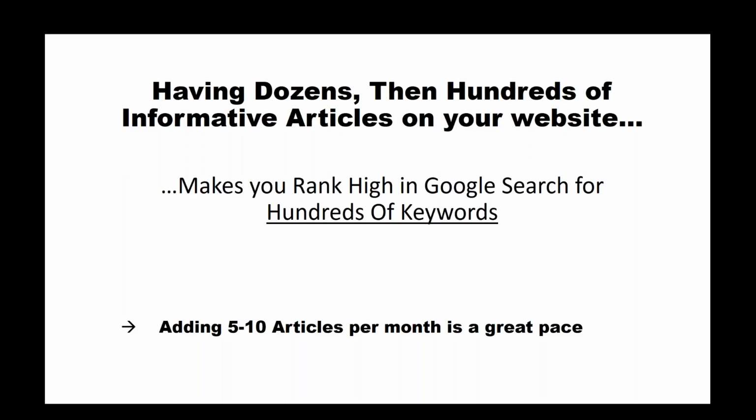Do you have to go bananas and add hundreds of articles? No. Just do 5 to 10 a month. That's a great pace. It's plenty, and it will get you there over time. 10 times 12 is 120. 5 times 12 is 60. So you see how it can add up and really grow your site over a year's time, which is the length of time you should at least be looking at to get yourself in a good place.